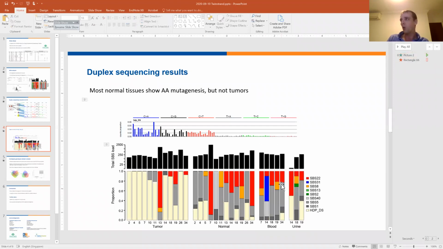Again, if we then go to the blood and the urine samples, interestingly, we see that all blood and urine samples show ursolic acid associated mutagenesis. Basically, here we can already conclude that our answer is yes, so we can use duplex sequencing to detect AA mutagenesis in blood and urine.